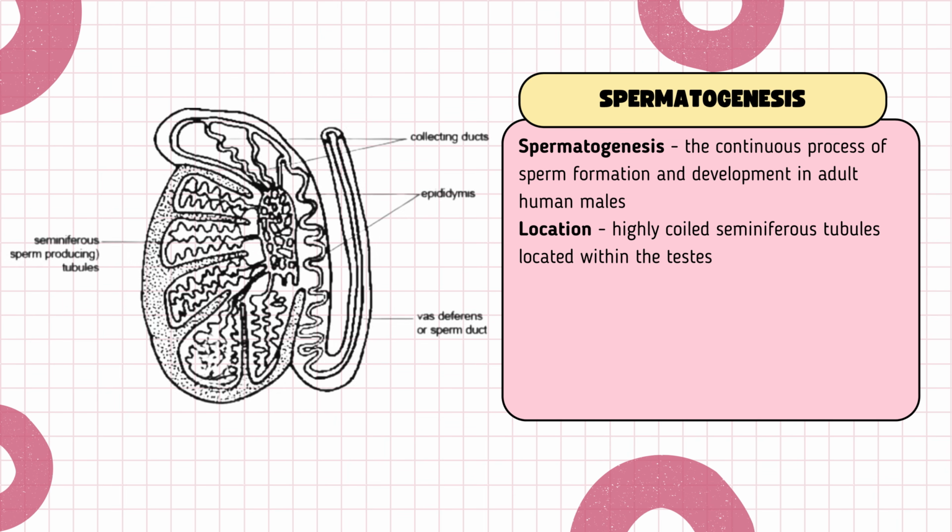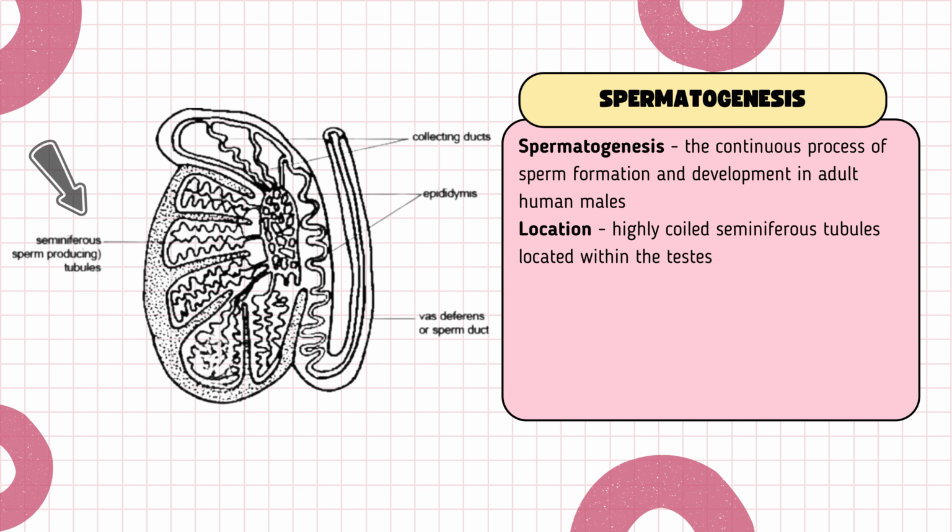Spermatogenesis is the continuous process of sperm formation and development in adult human males. Cell division and maturation occur along the length of the seminiferous tubules, which are highly coiled structures located within the testes. This process results in the production of hundreds of millions of sperm each day. For an individual sperm cell, the entire process of development takes approximately 7 weeks to complete.